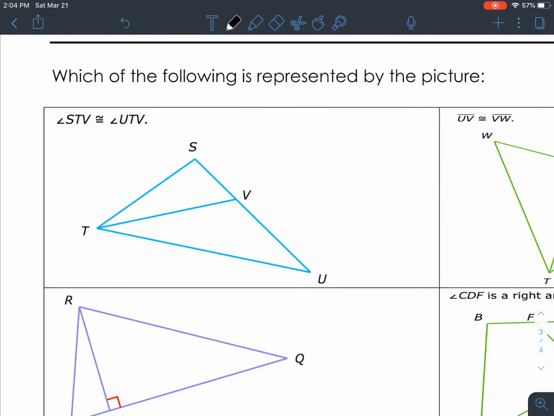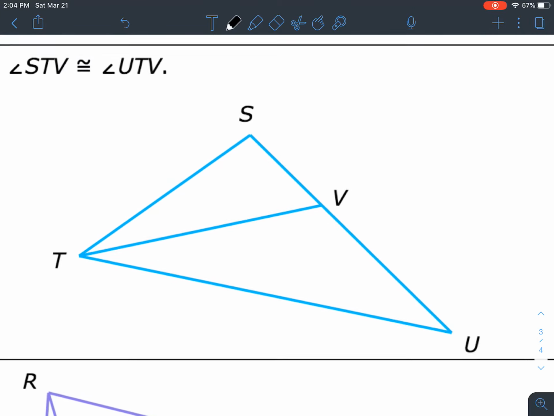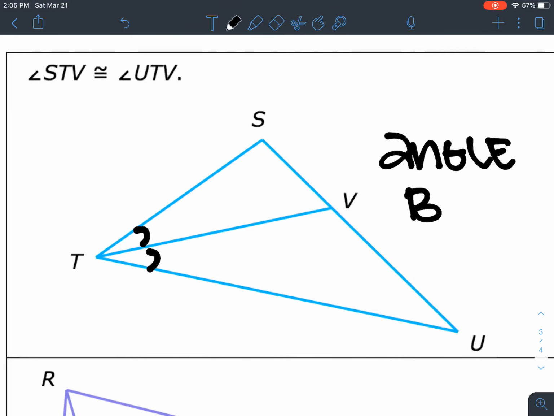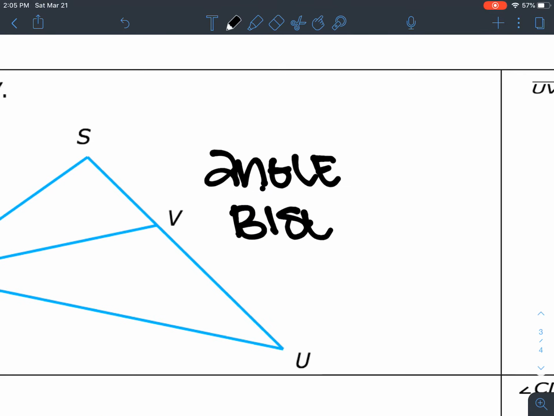If we look at the first example, what we're given is that angle STV is congruent to angle UTV. So that means this angle is congruent to this angle. So what special segment do we have? We have an angle bisector.